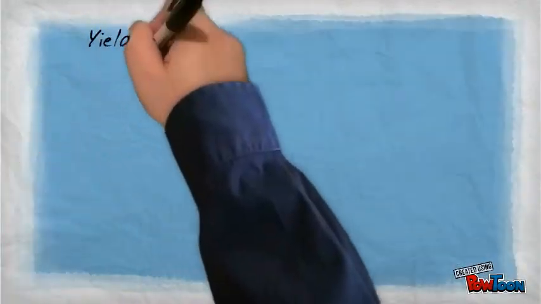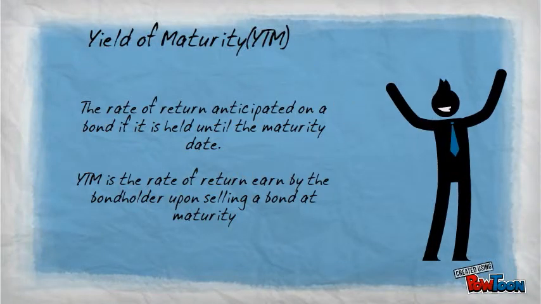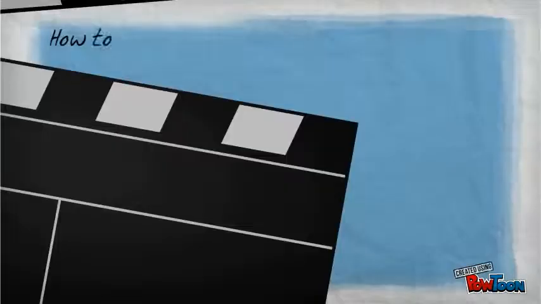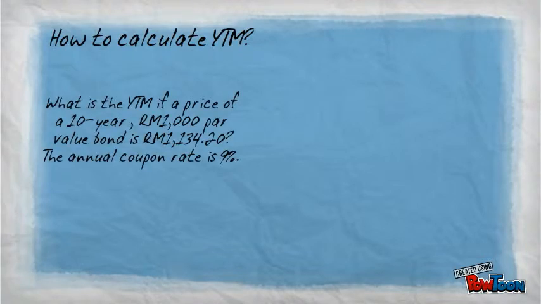Yield to maturity, YTM. Yield to maturity is the rate of return anticipated on a bond if it is held until the maturity date. It is earned by the bondholder upon selling a bond at maturity. In order to calculate yield to maturity, please see the following calculation.